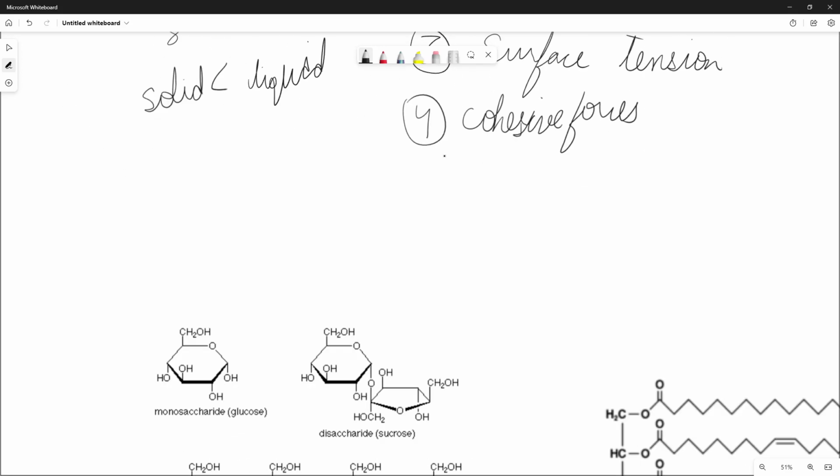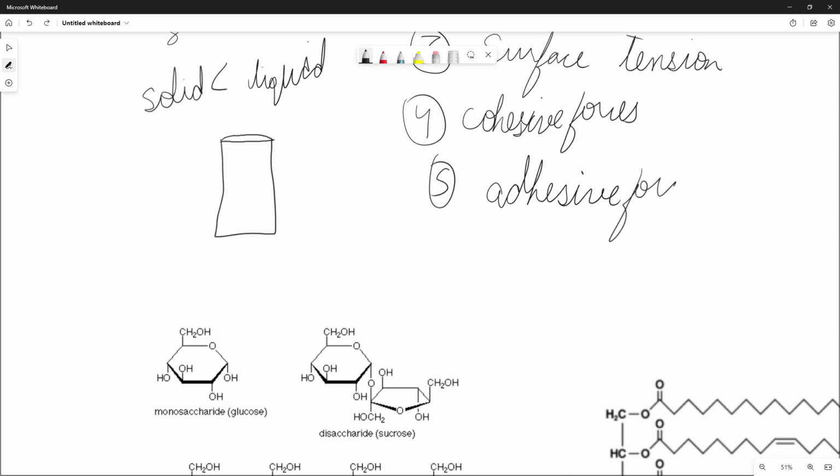Water is also adhesive, meaning it is attracted to itself. If you fill a water glass up to the brim, you will see if you keep adding more water, it will form a slight meniscus like this. It will overflow, but it will not spill downwards, and that is due to adhesive forces.